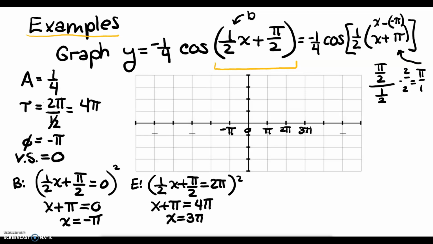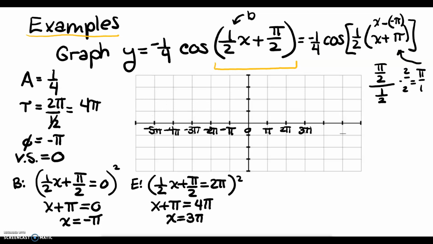And because we want to graph this over 2 periods, I'm going to go backwards these 4. I'm going to go 1, 2, 3, 4, and that will be another period. So this is going to be negative 5 pi. This will be a negative 3 pi, a negative 4 pi, and a negative 2 pi. So now I can get started graphing.